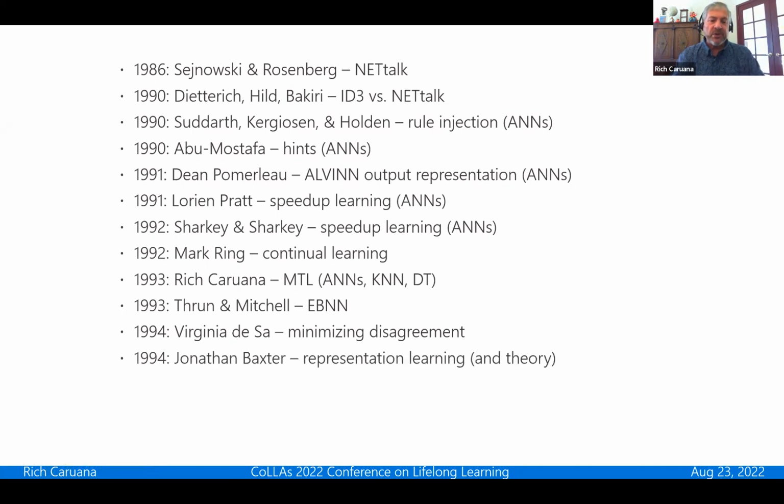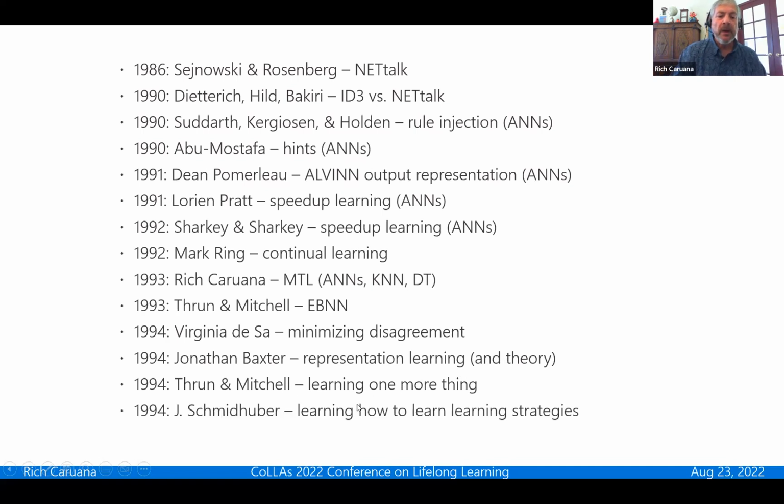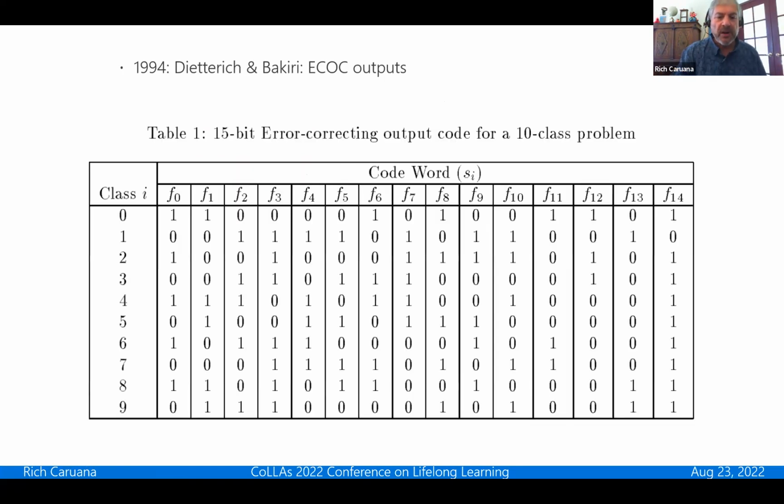Then Jonathan Baxter started doing some work in representation learning and in theory of representation learning. And then Thrun and Mitchell came up with their work on learning one more thing, which is serial multitask learning, serial inductive transfer. And Schmidhuber started doing some work on these learning to learn strategies. Then going forward, Dietterich and Bakiri, who had done the analysis of NETtalk, they did this error correcting output code stuff. And that's kind of cool.